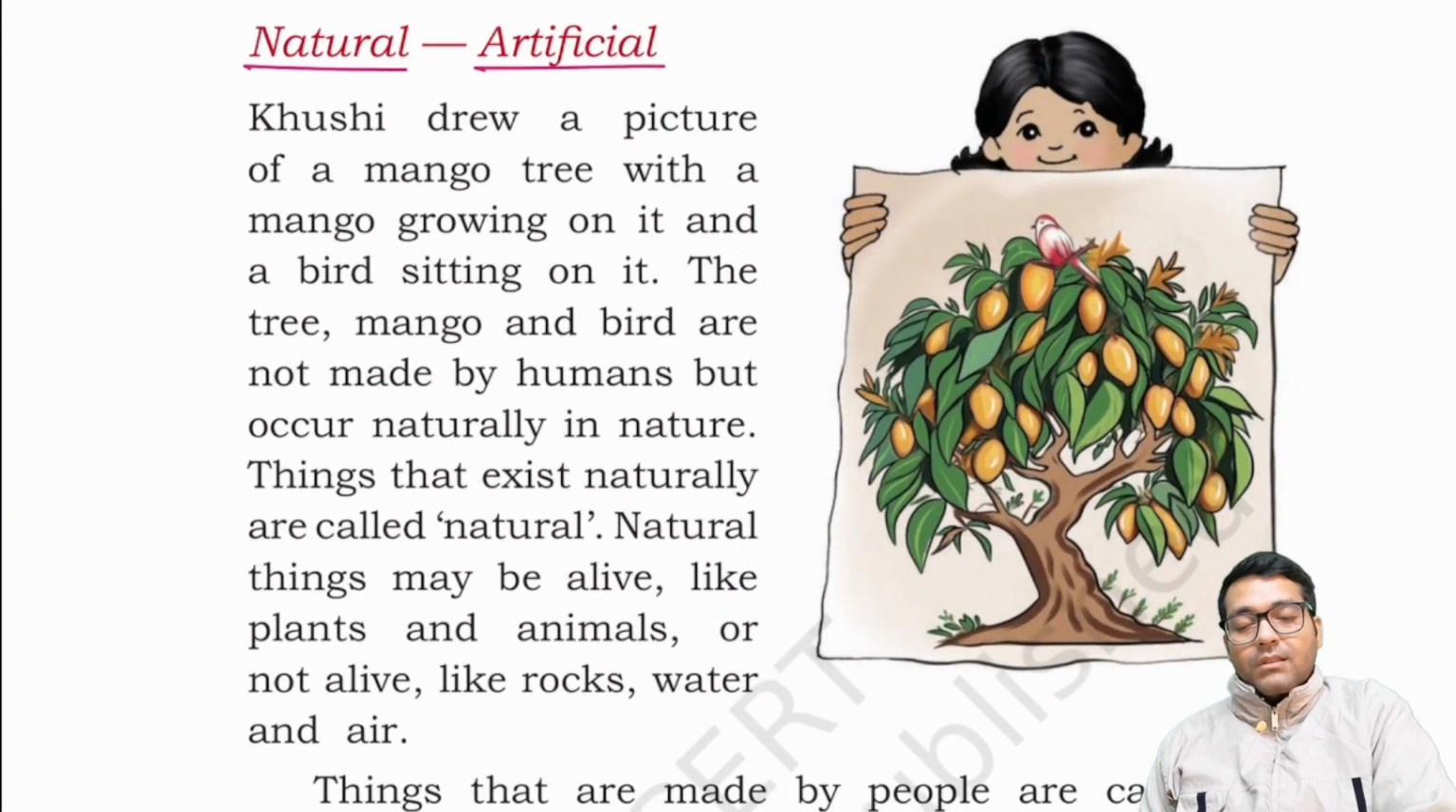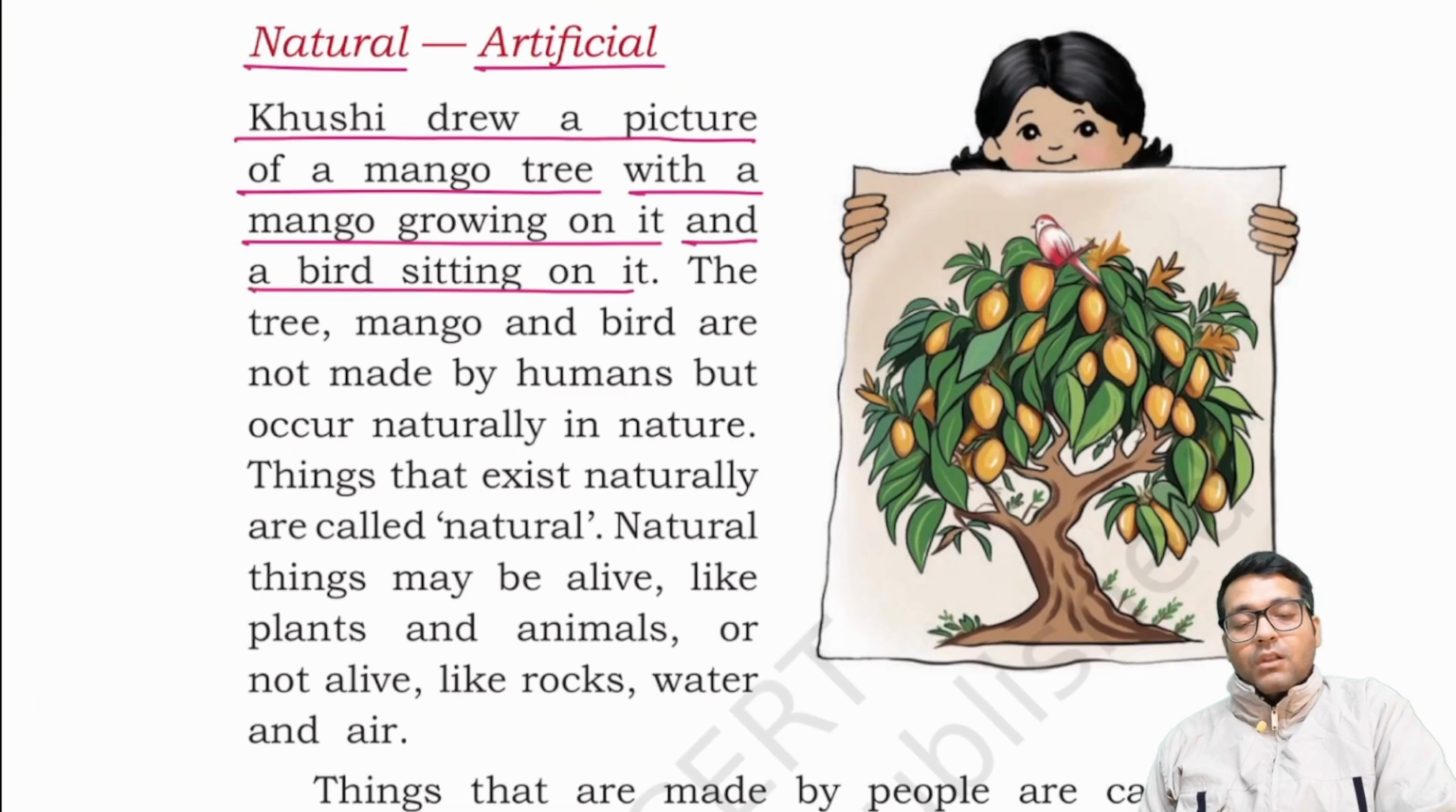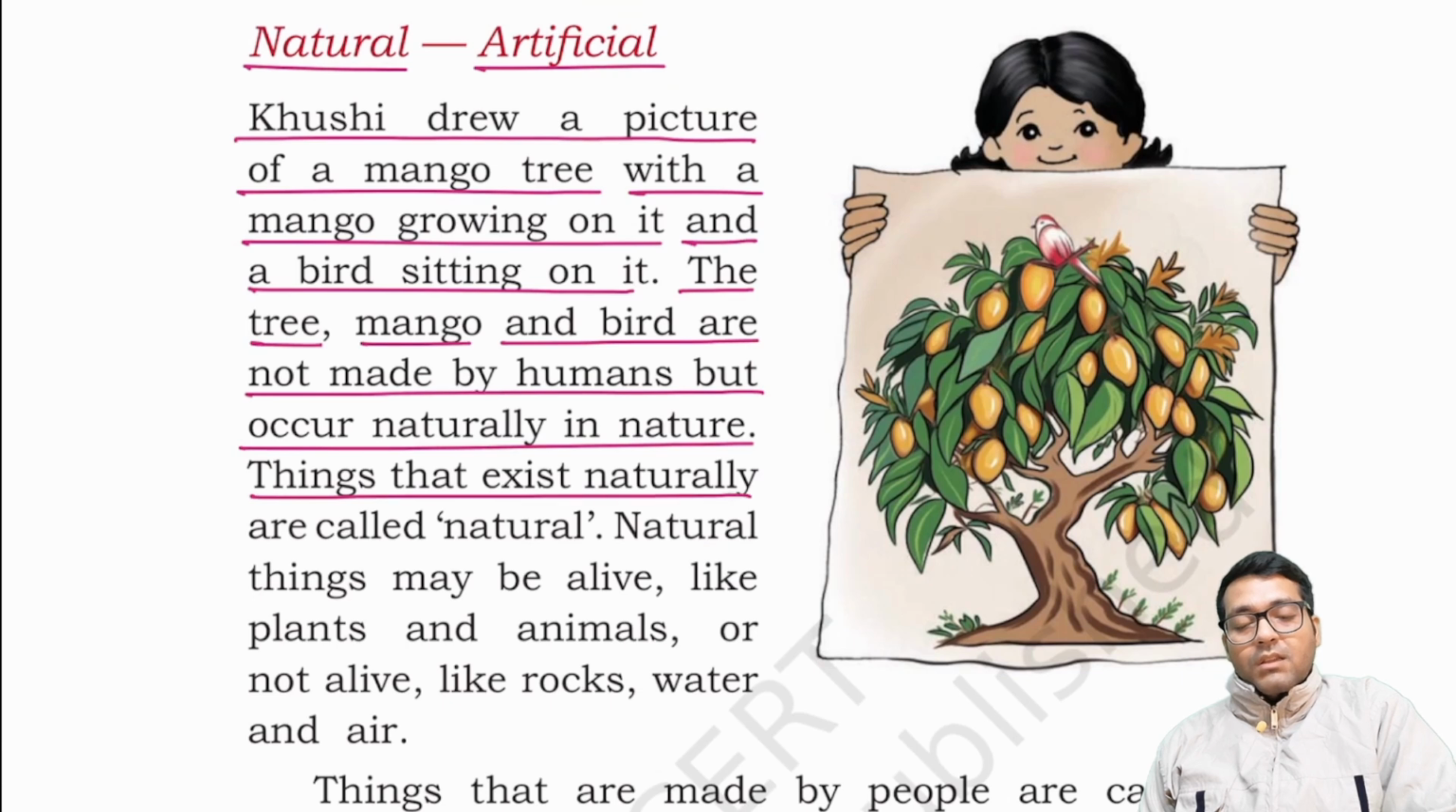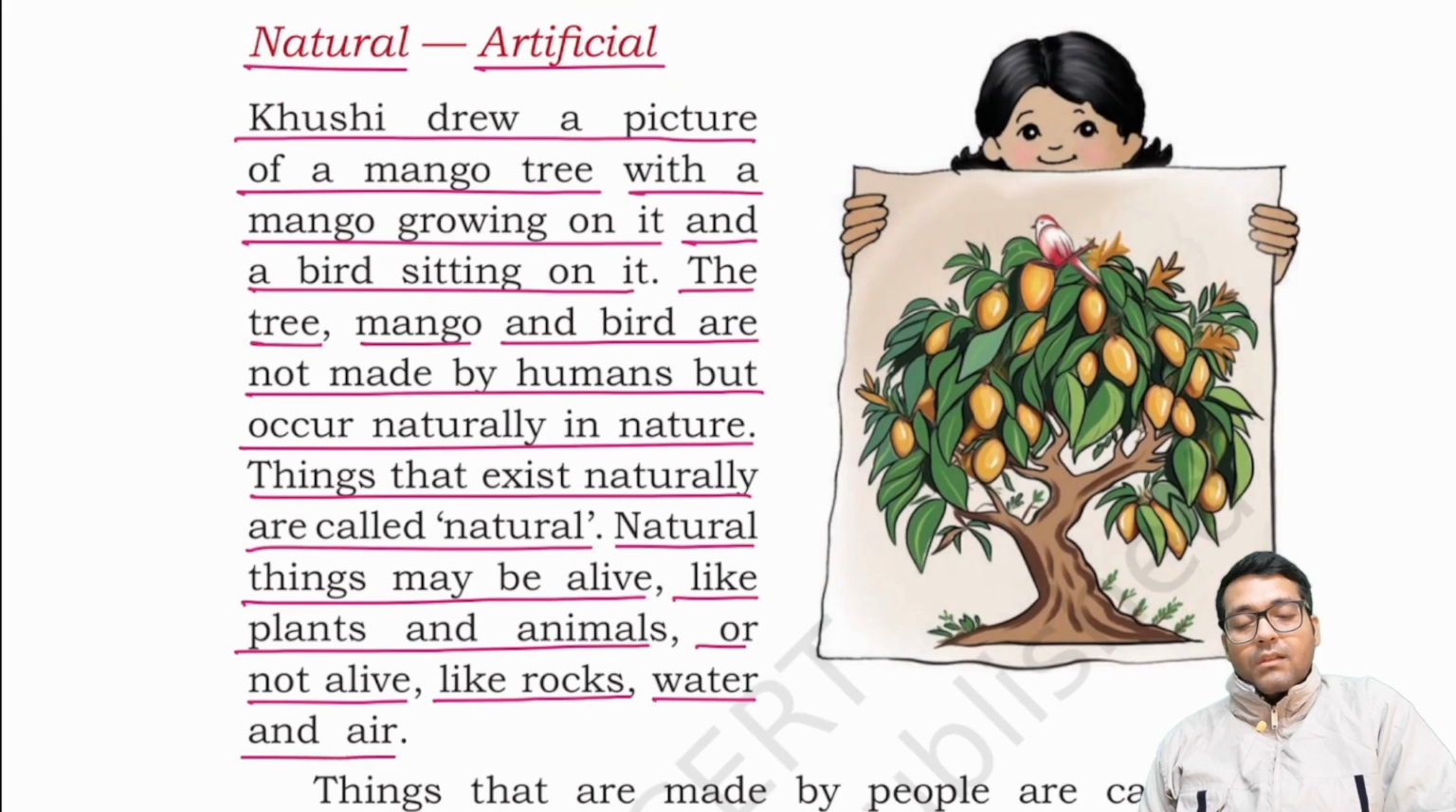Natural, artificial. Khushi drew a picture of a mango tree with a mango growing on it and a bird sitting on it. The tree, mango, and bird are not made by humans but occur naturally in nature. Things that exist naturally are called natural. Natural things may be alive, like plants and animals, or not alive, like rocks, water, and air.